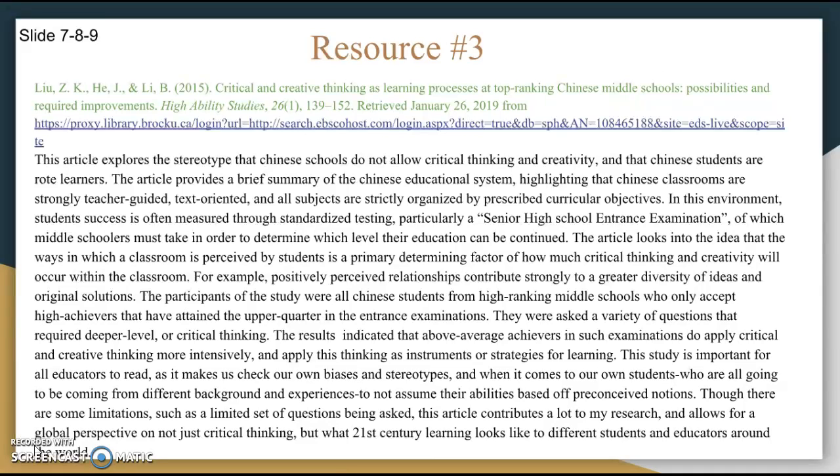I found it particularly important to include the information attained from this study in my own research, as it forces all educators to check our own biases and stereotypes. It reminds us to not assume a student's abilities based off preconceived notions and provides perspective on what 21st century learning looks like to different students and educators all over the world.